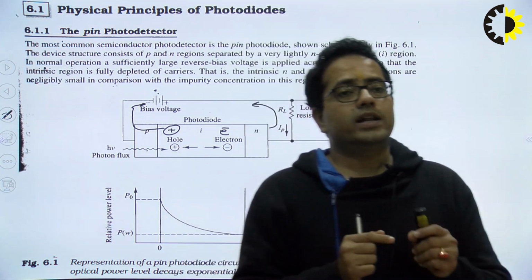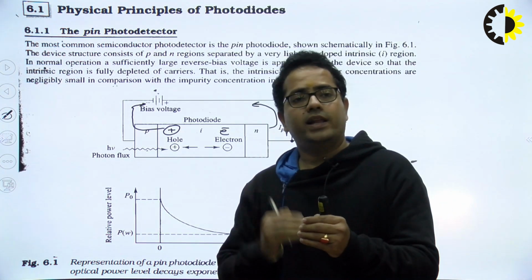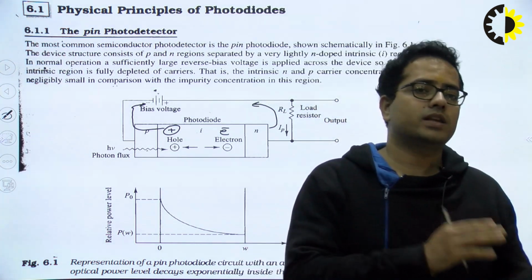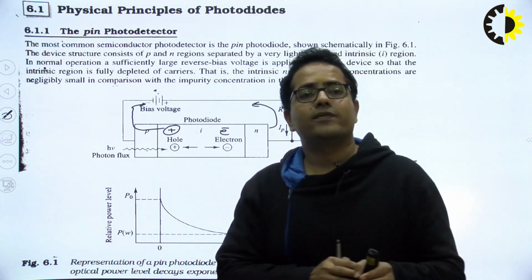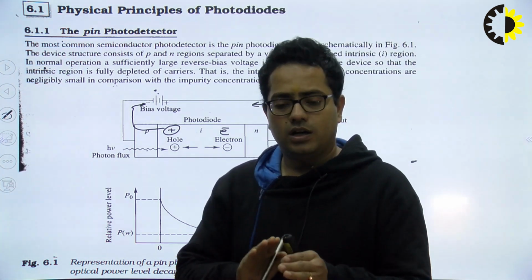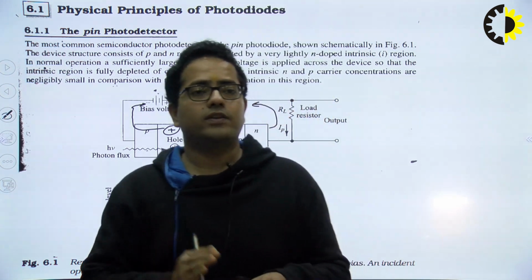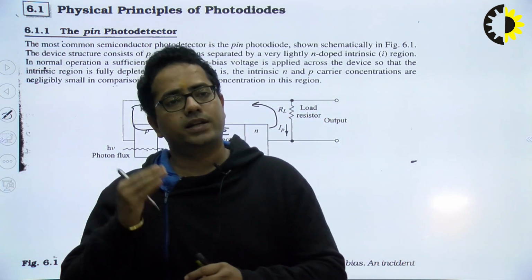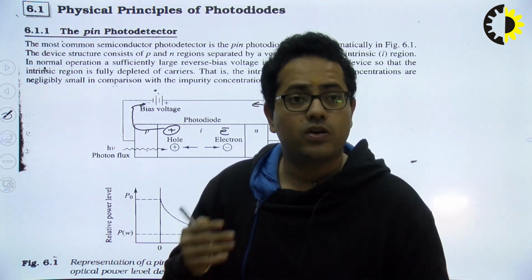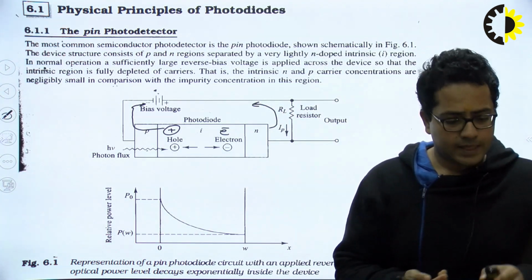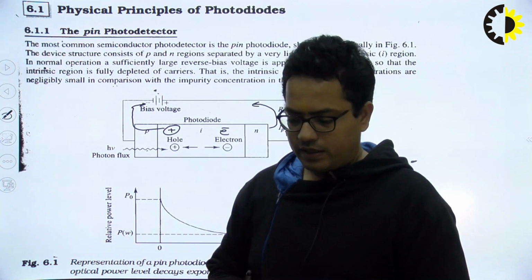In our next class, we will see which materials can be used for the intrinsic layer. Apart from that, we will see what the various drawbacks are because of which we are going to introduce another type of photodetector, the APD, called the avalanche photodetector. We will see all those things in detail in our next class.